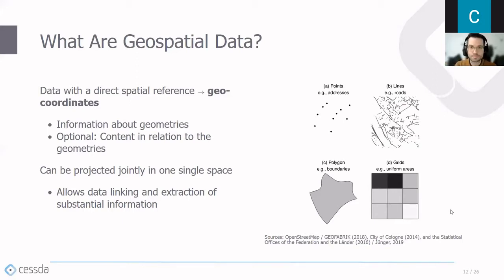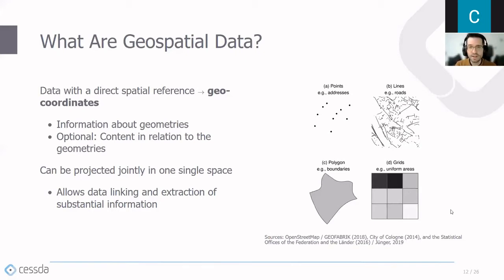If you connect all these lines together, you can build polygons. These can then be, for example, shapes of municipality boundaries. So it's not only the identifier of a municipality, you get the actual shape of a municipality.